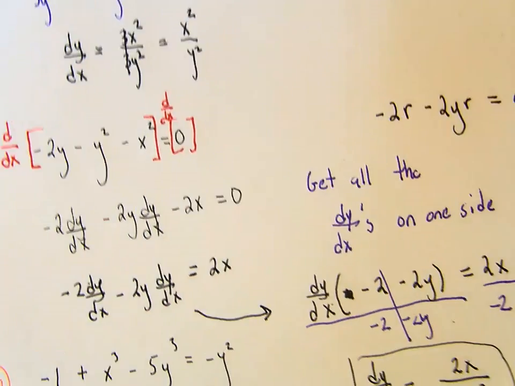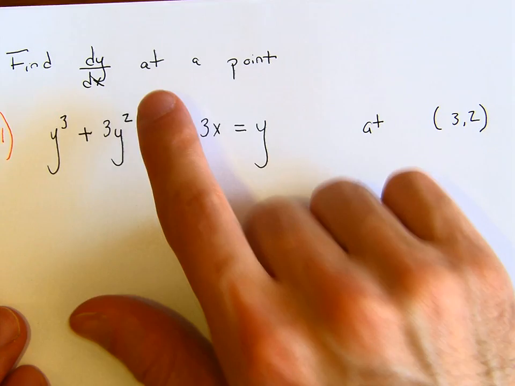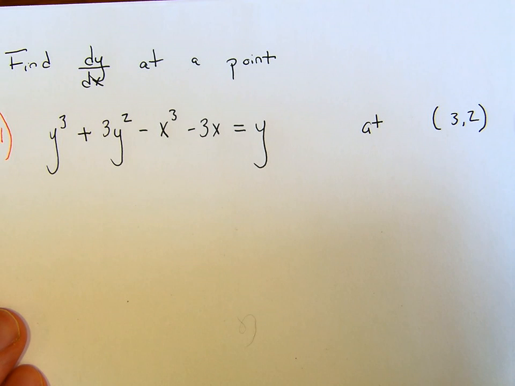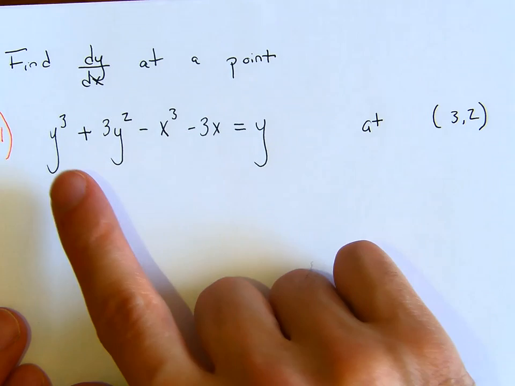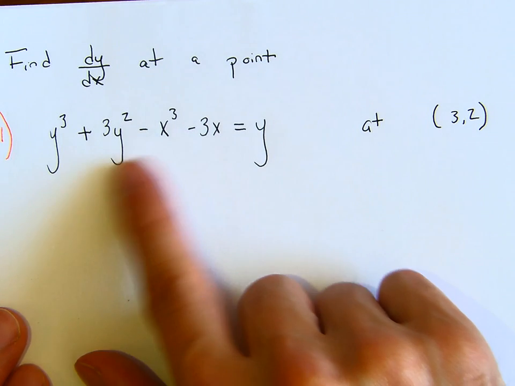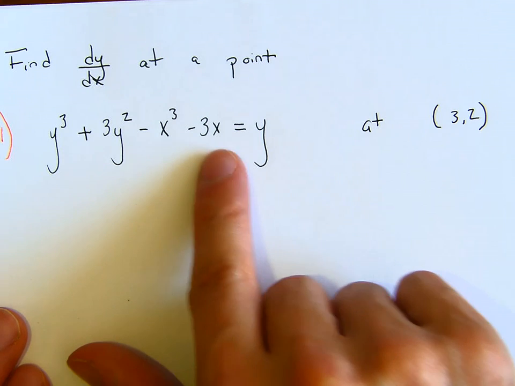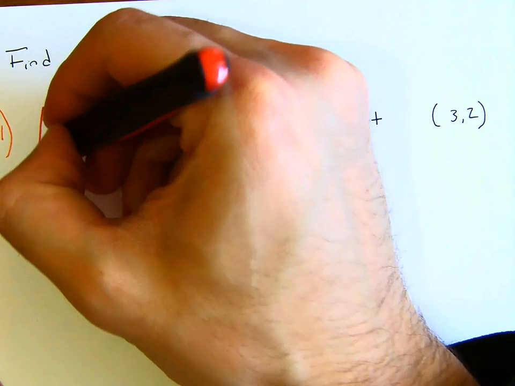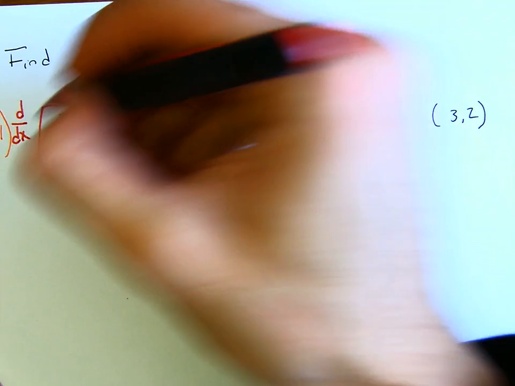Okay, let's look at the next part for the review. Now, what this is asking us to do is find dy dx at a point. So how would you find dy dx at a point? The idea is, let's get dy dx by itself. Okay, so here, let's do it. Let's take d dx on both sides.